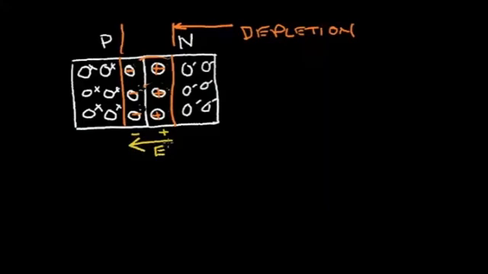Now, recall that an electric field is a measure of force on a small positive charge in this region. So what's going to happen is as these holes try to diffuse towards the right, they're going to be pushed away by this electric field. That's going to repel the holes. So the diffusion of the holes into the n-type material gets blocked by this electric field.